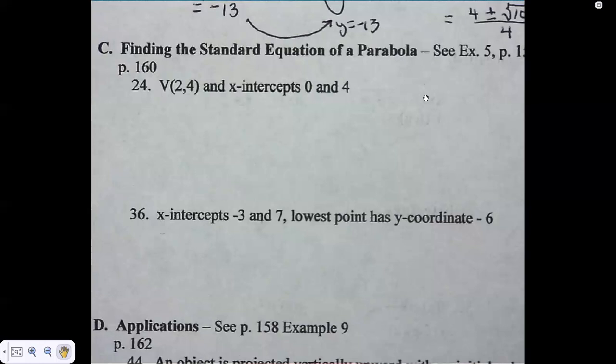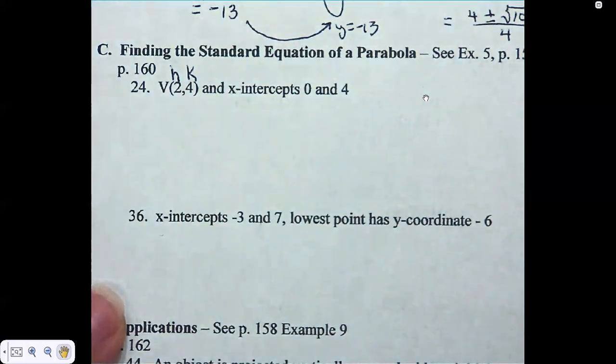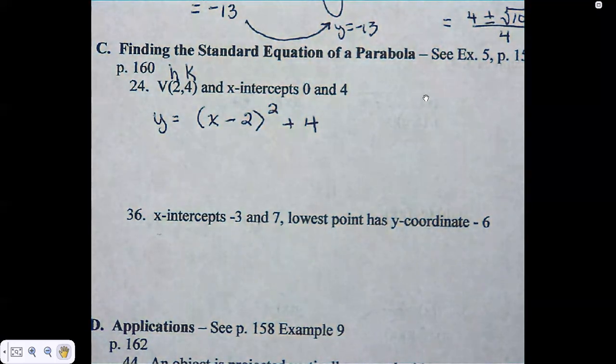So that's it. When they're giving me the vertex, they're giving me the h and the k of standard form. So at least part of the equation has to be y equals x minus what? x minus 2 squared plus 4. That's a parabola with vertex (2, 4). So I have satisfied the first condition.